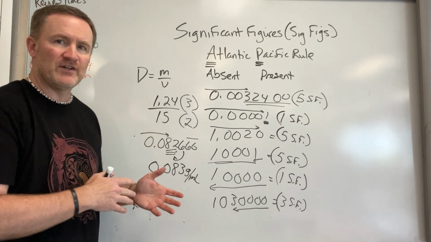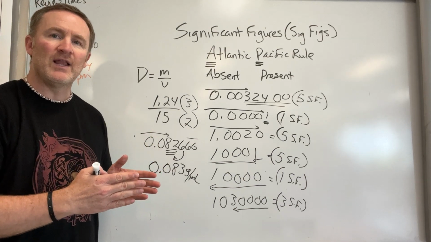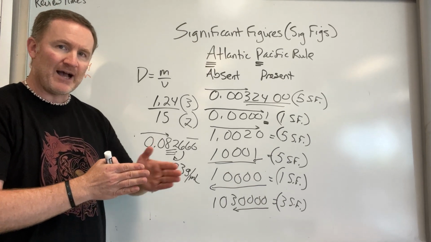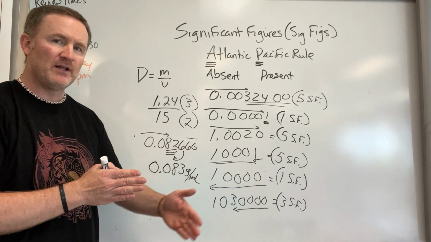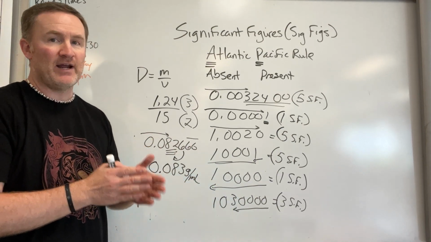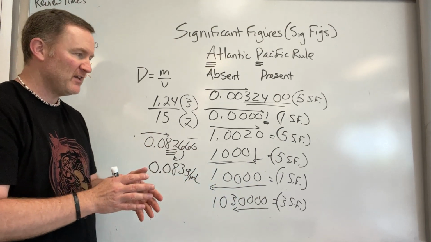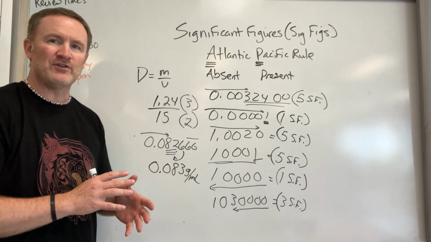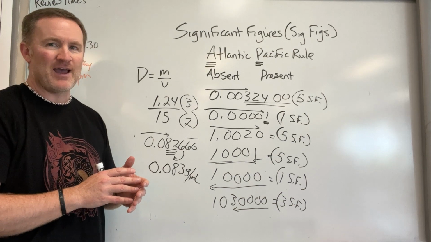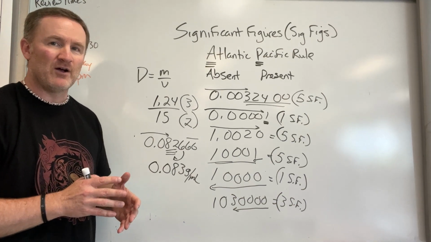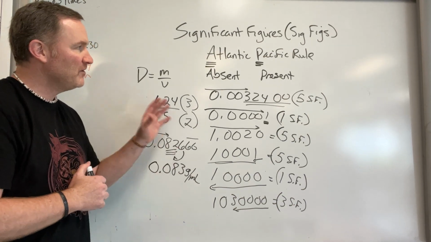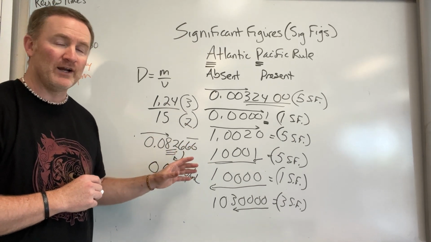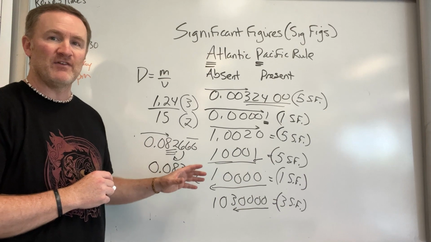There are other rules for addition and subtraction. In those, you line up decimal points, and the decimals are where you look at how many significant figures you have after the decimal. The one with the least amount is where your answer has to be. Multiplication and division are a little bit different. I've never seen an addition or subtraction question on the Regents exam for chemistry with significant figures. It's always been a multiplication and division question. So hopefully you found some value in the Atlantic-Pacific rule and how to determine the number of significant figures in a number.